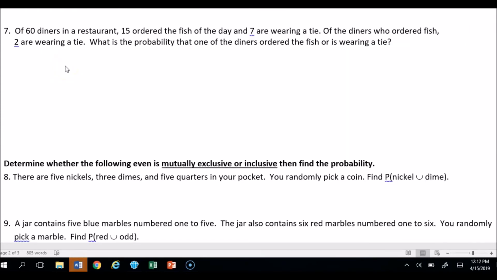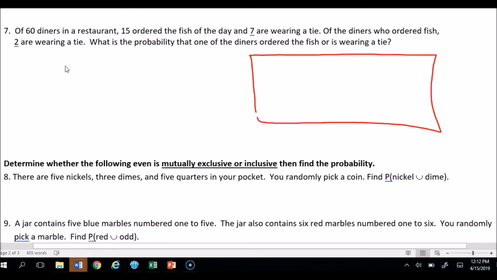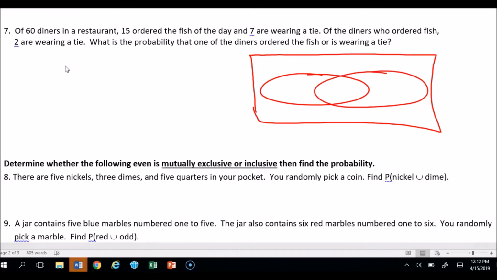So for number 7, I'm going to draw a Venn diagram to help me solve this problem. And it says, of 60 diners in a restaurant, 15 ordered the fish of the day, 7 are wearing a tie. So I'm going to draw a Venn diagram, and I'm going to do an oval here and an oval here. I'm going to do fish over here on the left, and I'm going to do tie over here.